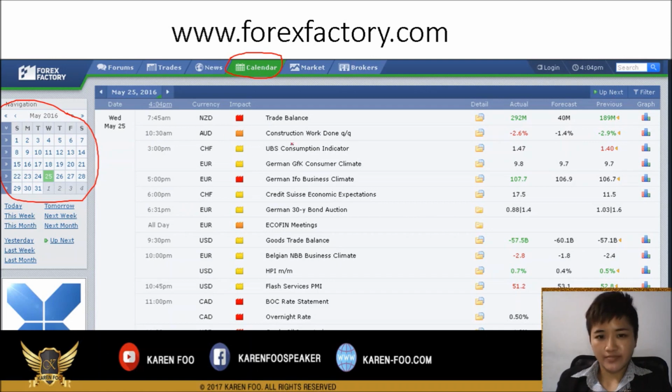Okay, but if you look at this section right here, this column is your currency. Let's say today, for example, is May 25th. If you are trading euro dollar, for example, you want to make sure that there are no high impact events for the euro and also for the US. So you can see that around 5 p.m. there is a high impact event. So I make sure that during these 2 times, I don't open a trade or I don't have any open trades. So normally I will close my trade 1 to 2 hours before this particular time.